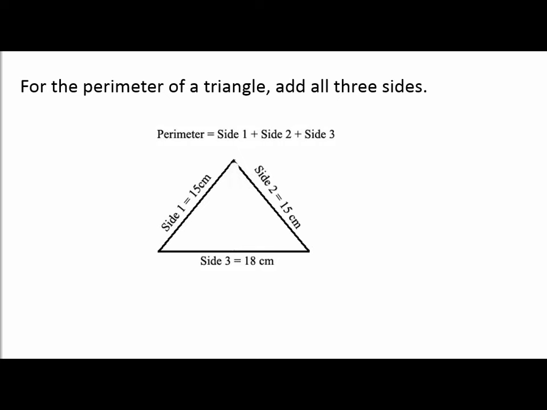So add all three sides, 15, 15, 18. How much is that? 48. Nice. So 48 in this case, centimeters, because we're adding the three sides. And then you mentioned isosceles, and yes, this will be an isosceles triangle based on the sides.